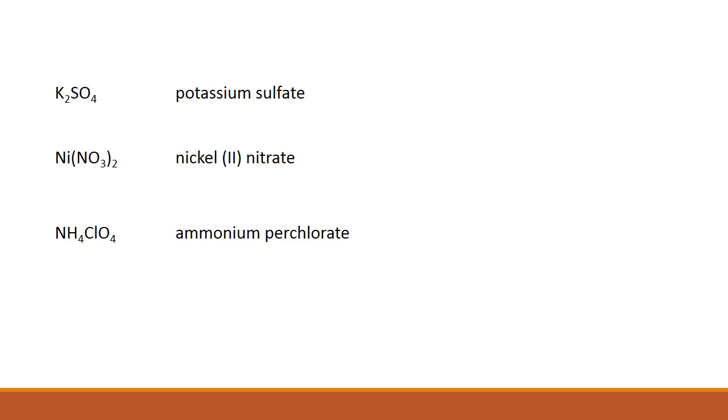So a compound made up of potassium and sulfate ions we would call potassium sulfate. A compound made up of nickel(II) and nitrate ion we would call nickel(II) nitrate. Again, notice the use of Roman numerals to tell us the charge of nickel, which is a variable charge element. Finally, a compound made up of ammonium and perchlorate ions, we would call ammonium perchlorate.